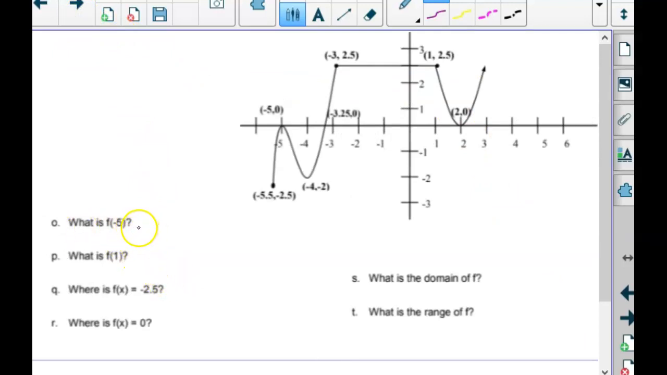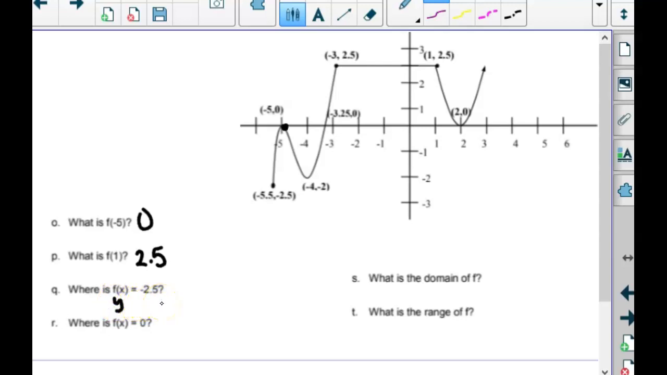All right. Okay, this goes back to last week. What is f of negative 5? When you put in a negative 5, what do you get out of this function? 0. That's this point right here. Negative 5, 0. F of 1, 2.5. Now, does anyone know what this is asking? F of x means what? That means when y is negative 2.5.